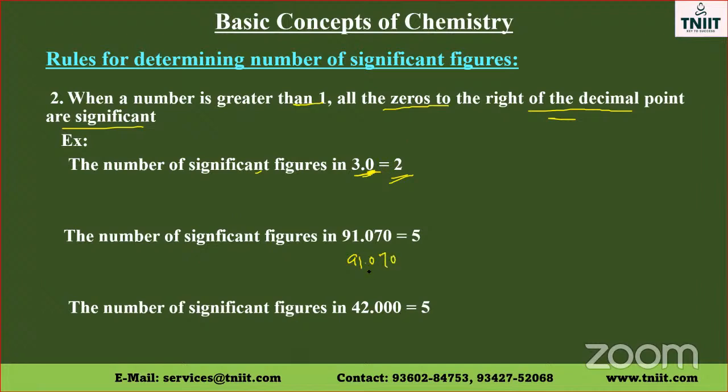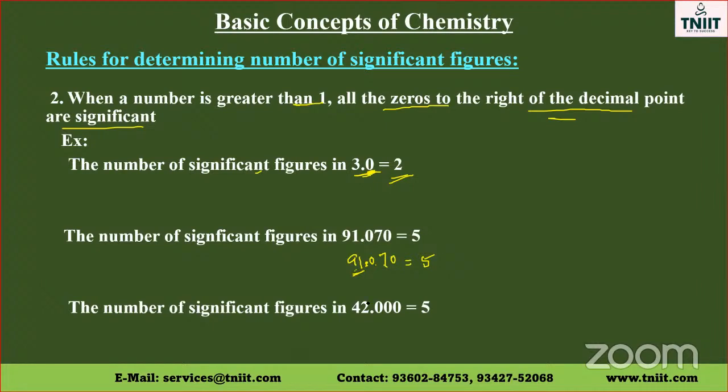Now the number of significant figures in 91.070. See, 91 is larger than 1, no doubt about it. And zeros are present on the right side of the decimal. Since zeros are present on the right side of the decimal, they are significant. So 1, 2, 3, 4, and 5. The number of significant figures is 5.